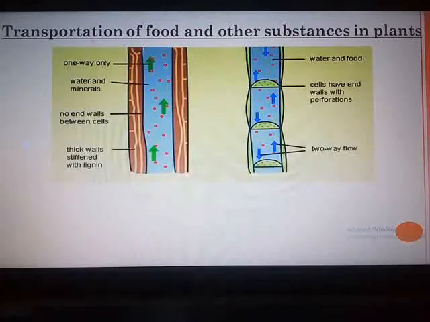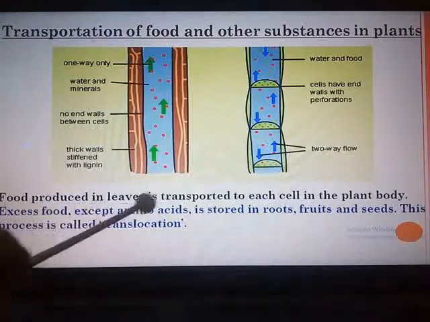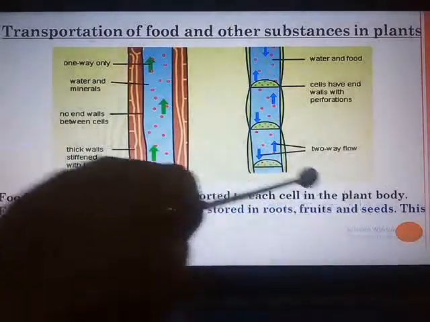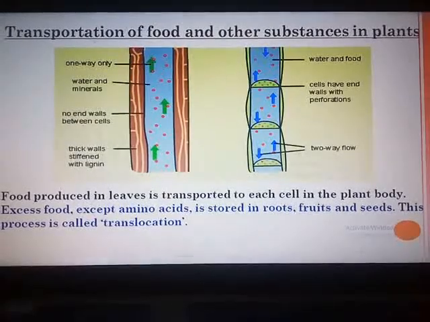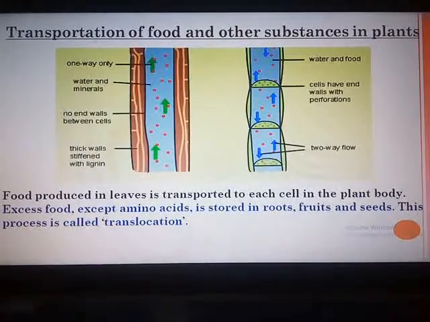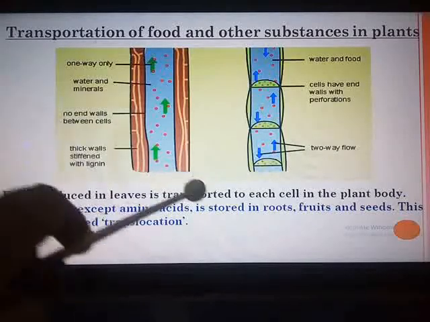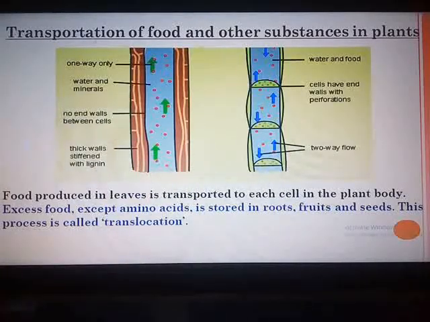Now, excess food except the amino acids is stored in the roots, fruits and seeds, and this process is called translocation. Now, the body, whether it is the body of human beings, animals or plants, will not produce or manufacture the food according to the necessity. Always the food will be produced in excess, and that excess food which is not required is stored in the roots, fruits and seeds of the plant, which is known as translocation of materials.